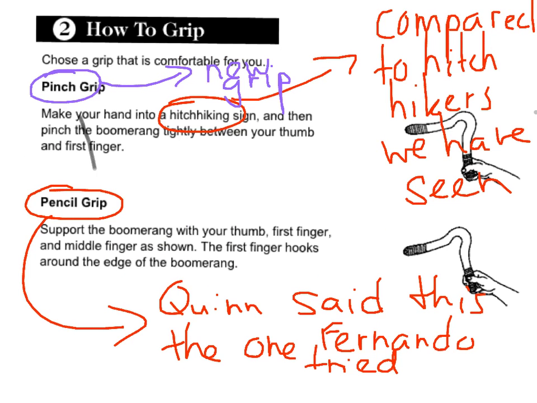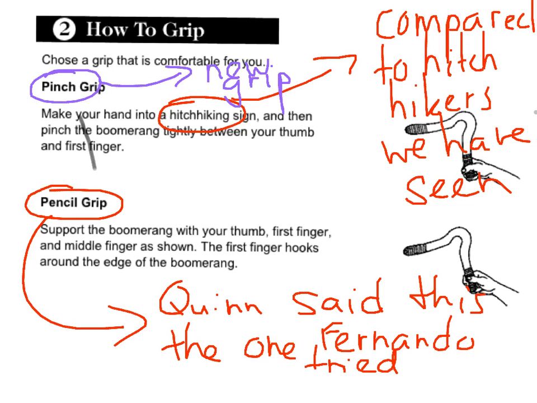2. How to grip. Choose the grip that is comfortable for you. Make your hand into a hitchhiking sign and then pinch the boomerang tightly between your thumb and first finger. Pencil grip. Support the boomerang with your thumb, first finger and middle finger are shown. The first finger hooks around the edge of the boomerang.